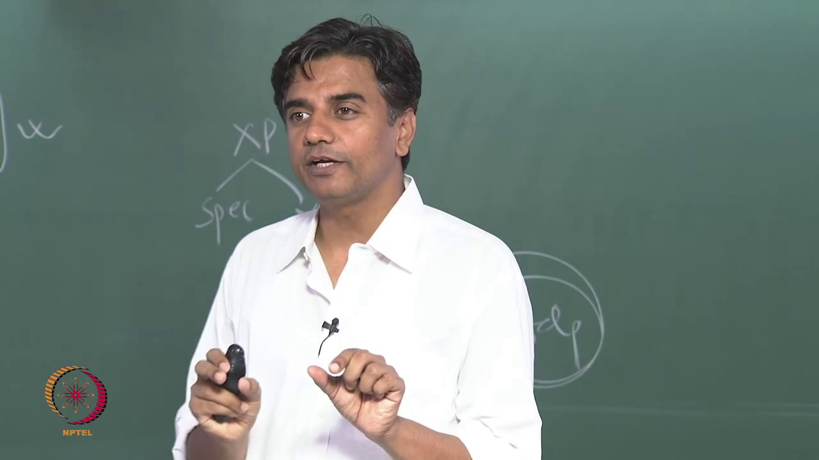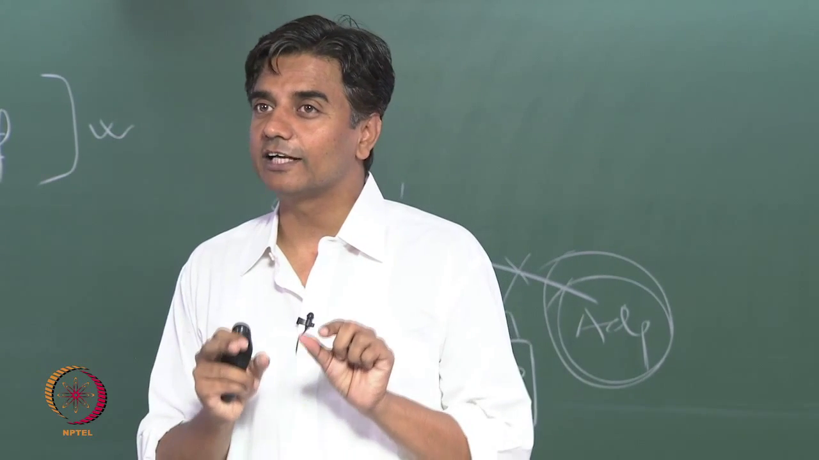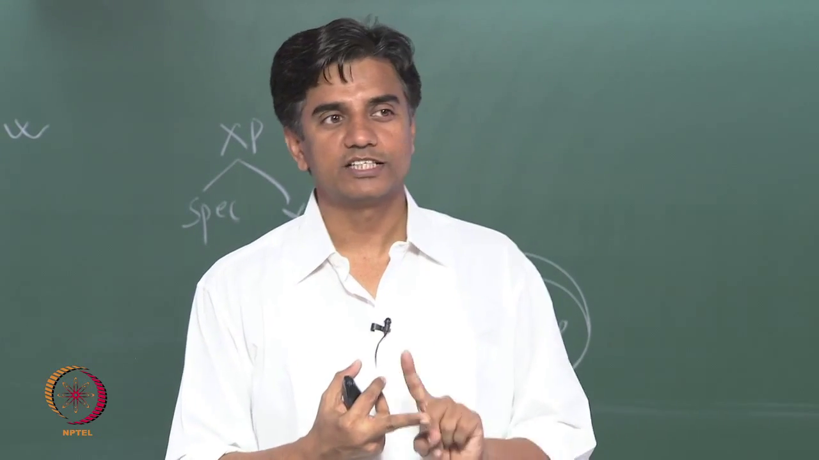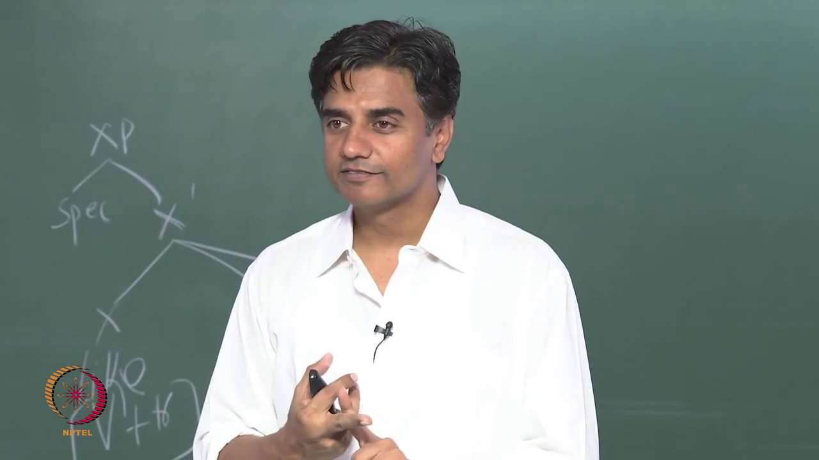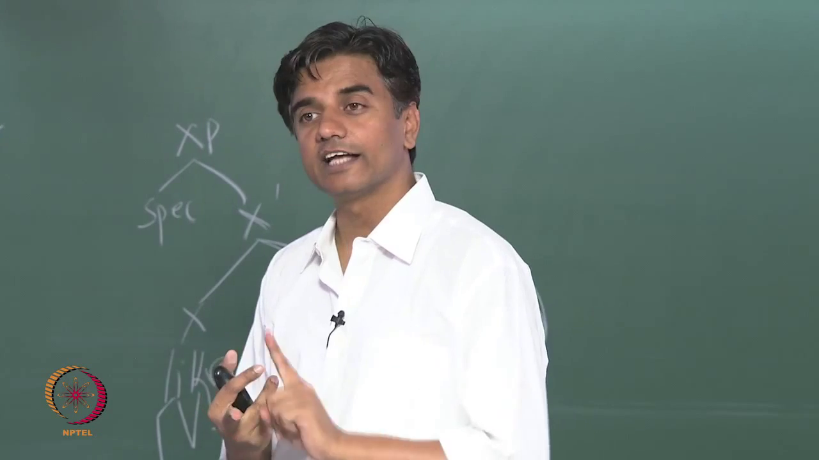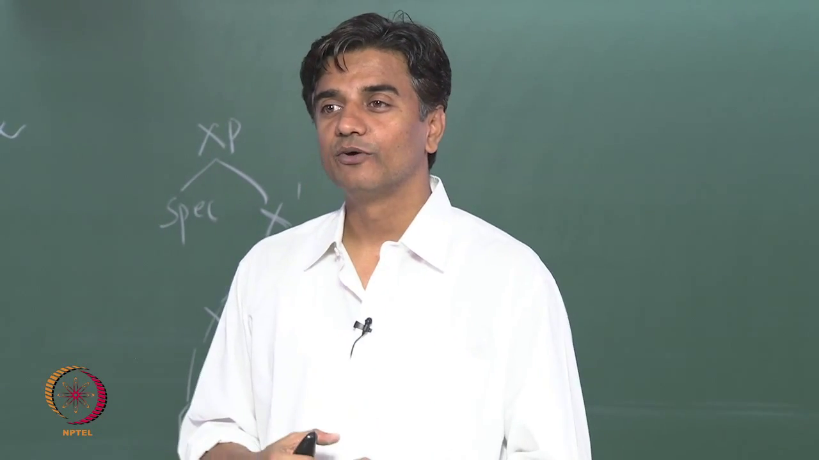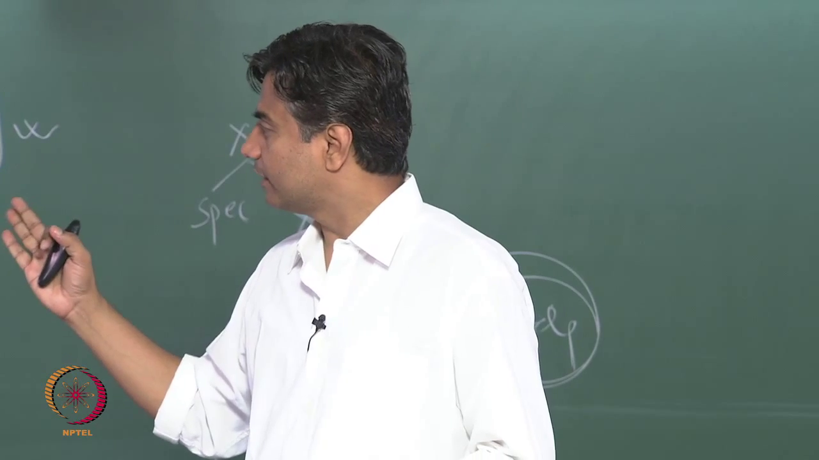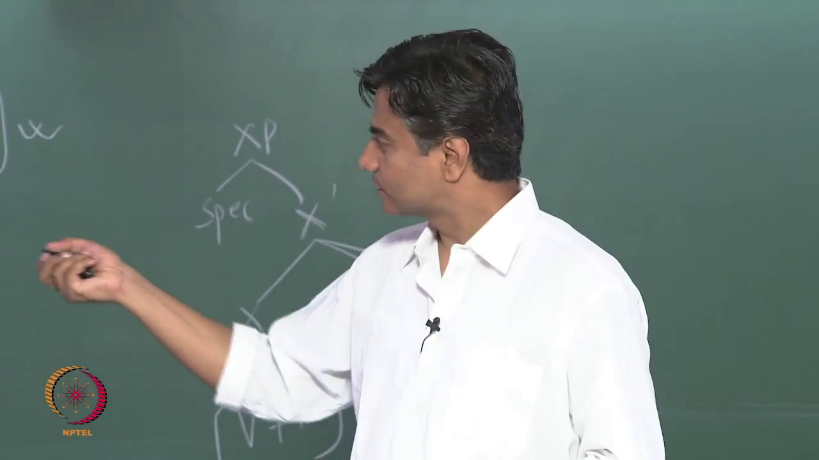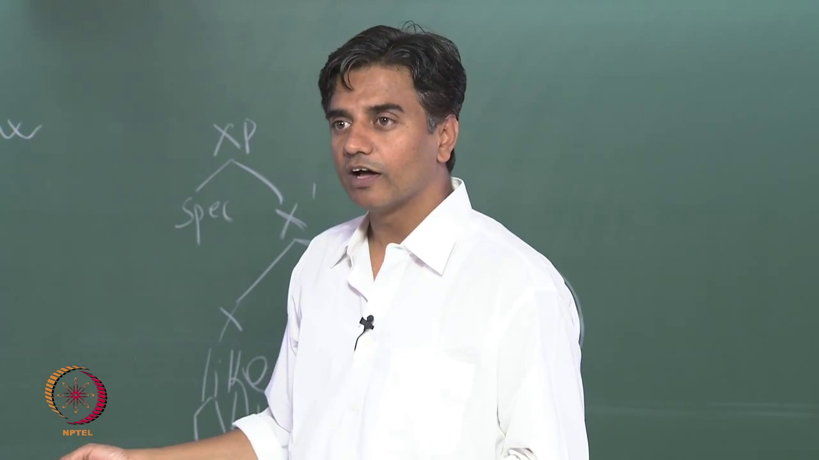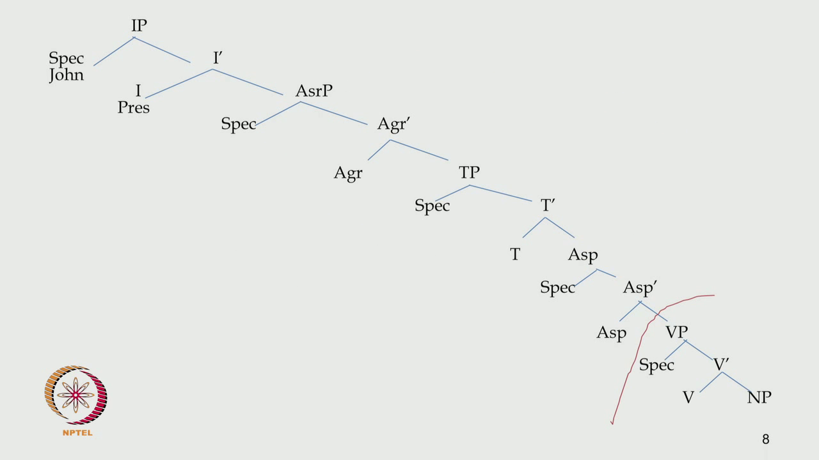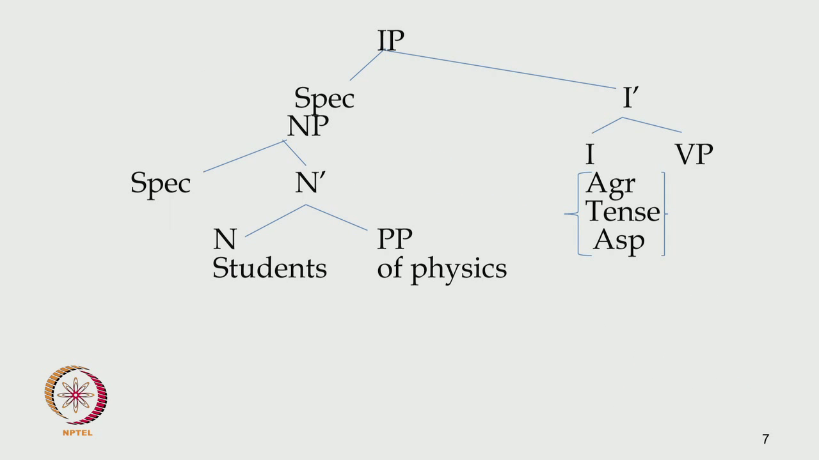In the complement position of AGRP, what do you see? TP, right? It has again its own head and a specifier. And what's in the complement position of TP? Aspect. And then again, it has its own spec and head. And in the complement position of ASP, what do you see? VP. Now, this so far, where you see the red line, right? So far is just the expansion of this IP, this I. Do you see this? What you see in the next slide, before the red line, is simply the expansion of this I.